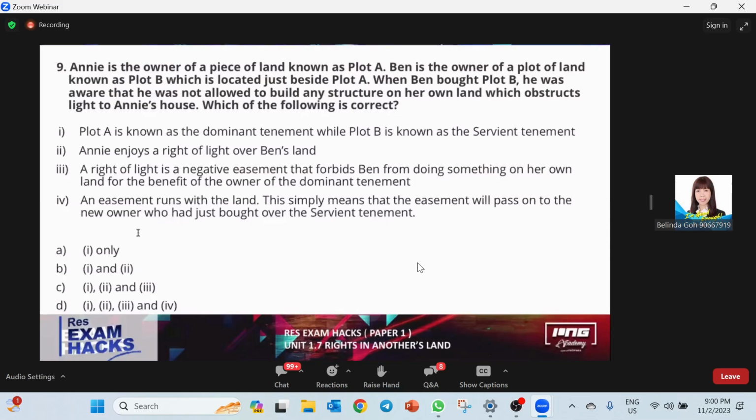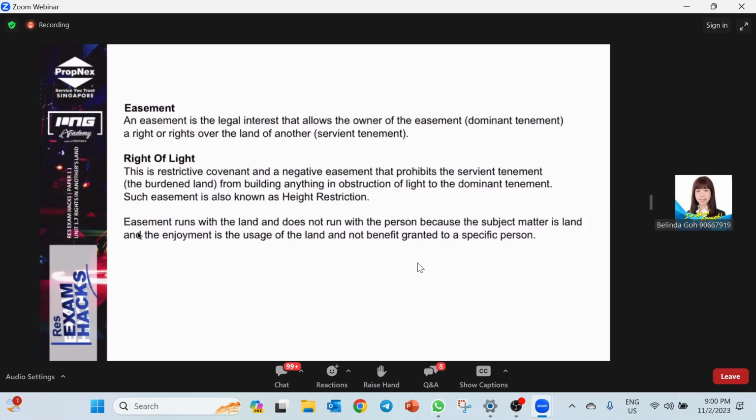Let's see. Some notes for you all to remember. Just now, easement, I have already gone through with you. Now I add on the right of light. Okay, I summarize the right of light for you.